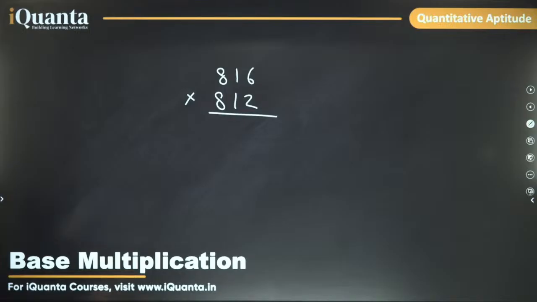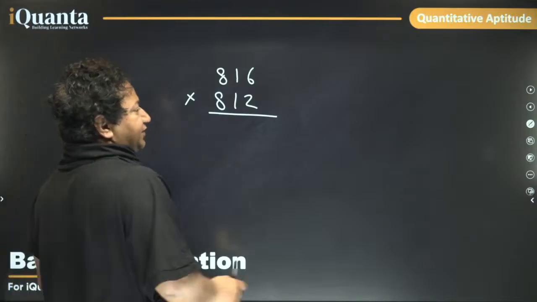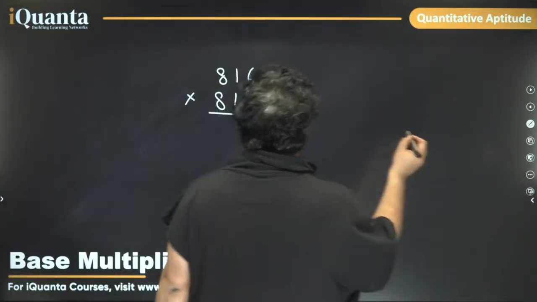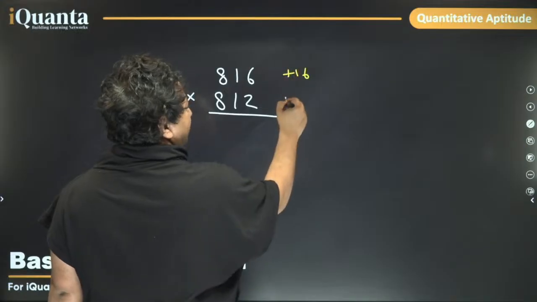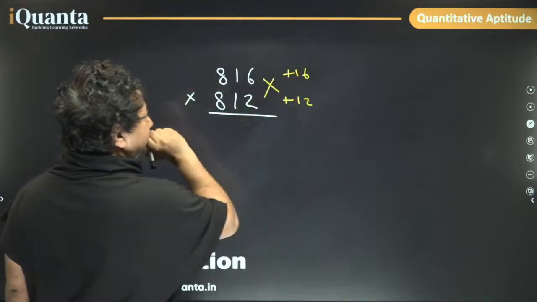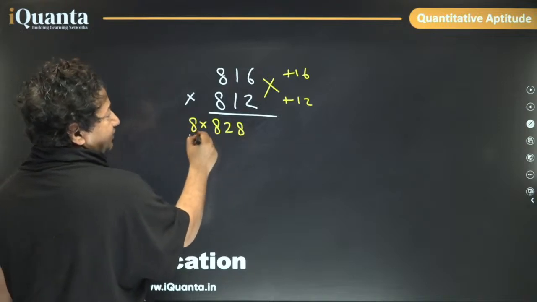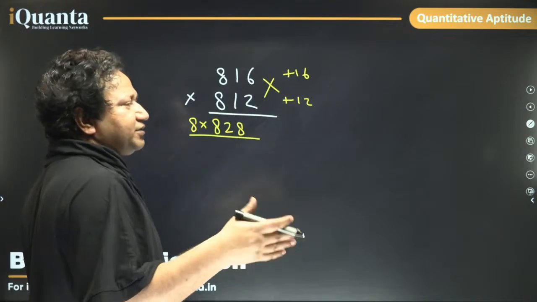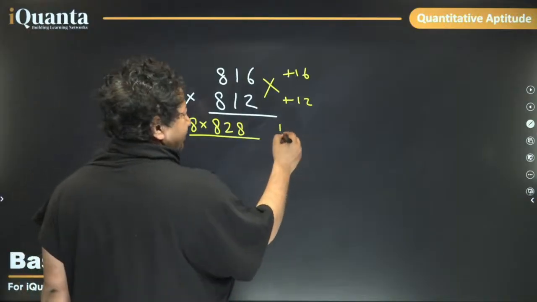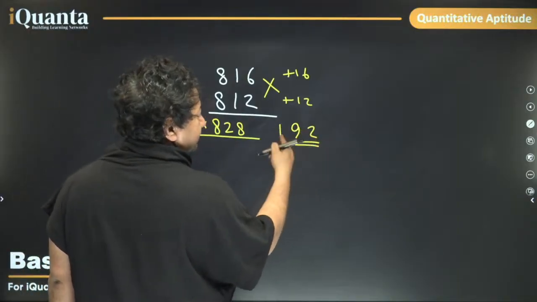Let's see. Do not cheat, do not use calculators. Okay. Here we have 16 more than 800, 12 more than 800. Let's add them up. So I get 828. I need to multiply this by 8. 16 into 12 is how much? 192. This will be carried forward.